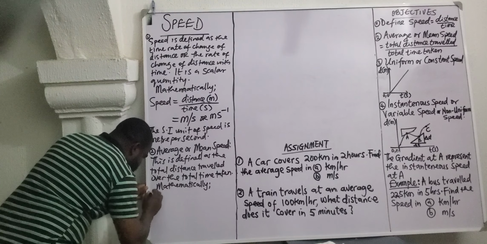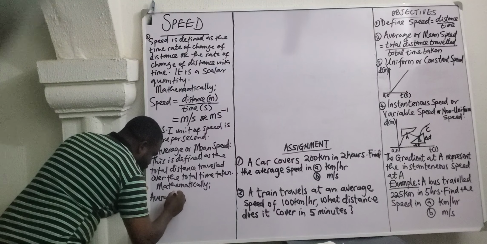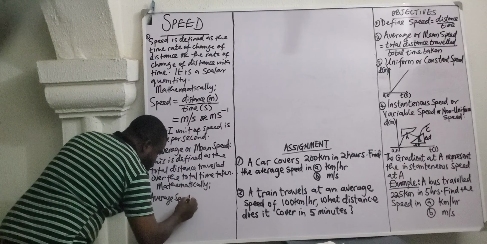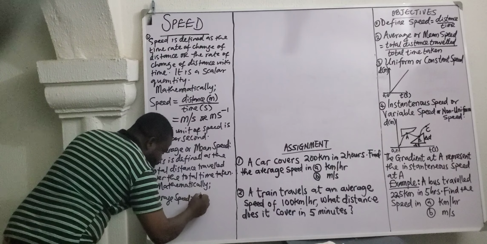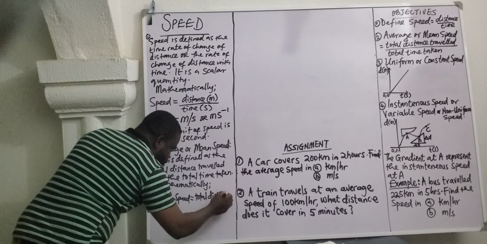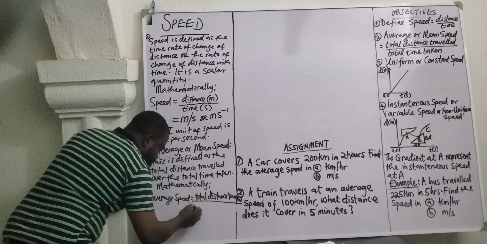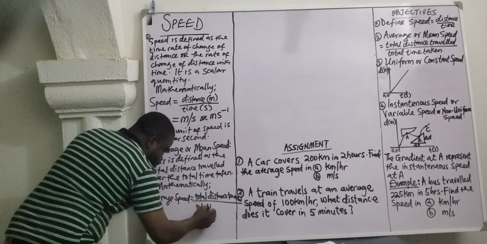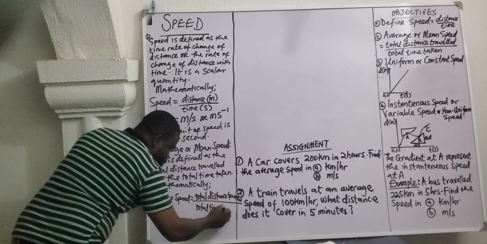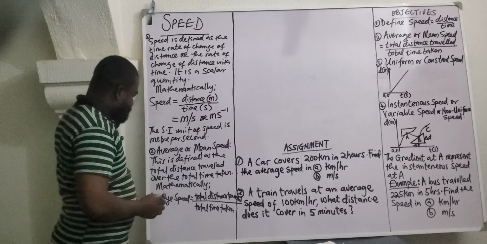We can put that also in a formula, that is, mathematically: average or mean speed equals total distance traveled over total time taken.